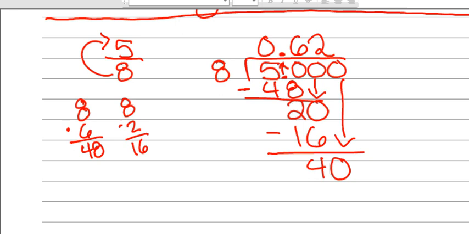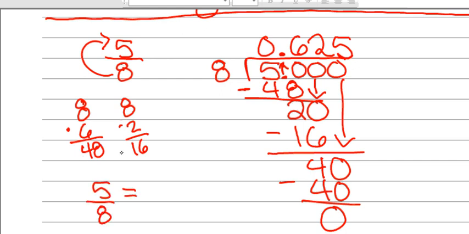So does 8 go into 40? It does. 8 times 5 is 40. And I have nothing left. So 5/8 is equal to the decimal 0.625.